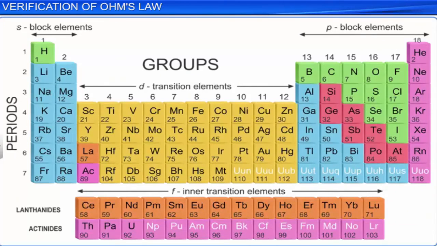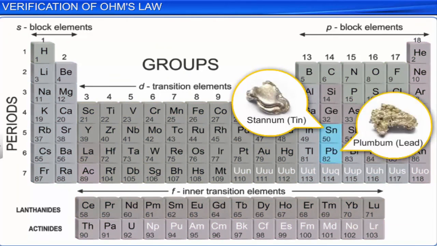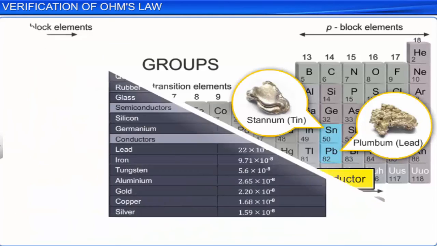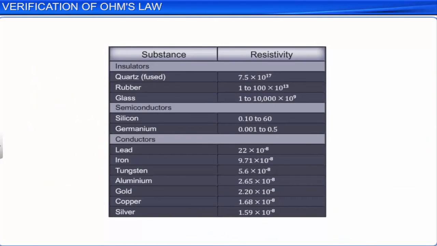It is observed that the resistance of some materials like tin and lead decreases tremendously with a decrease in temperature in the very low temperature range of the order of absolute zero. Substances under this condition are called superconductors. The resistance of a superconductor is nearly zero at very low temperatures. The table here shows the resistivity of some materials.